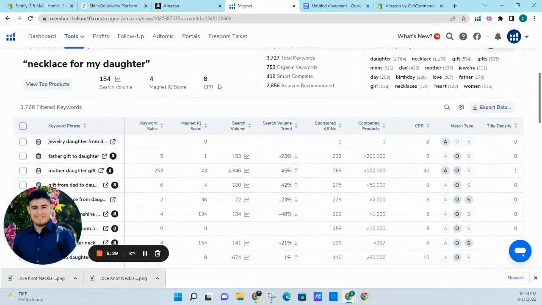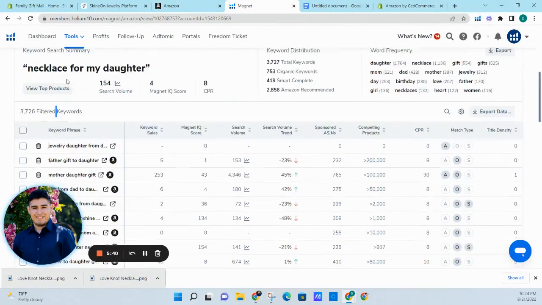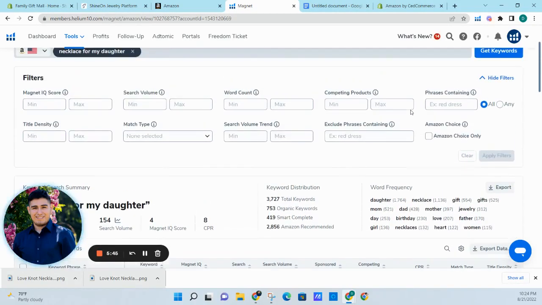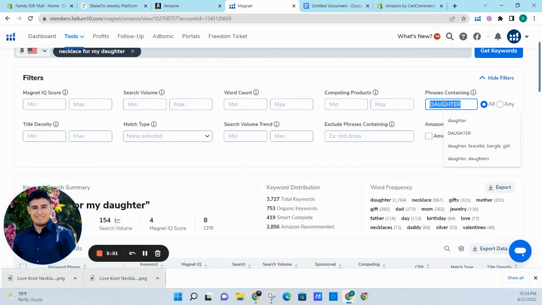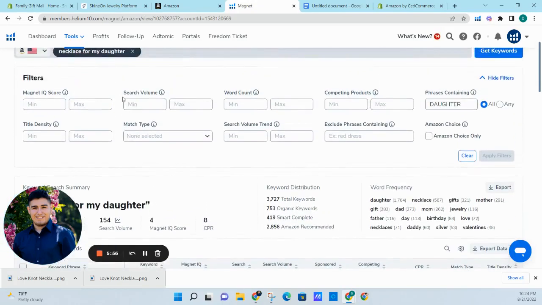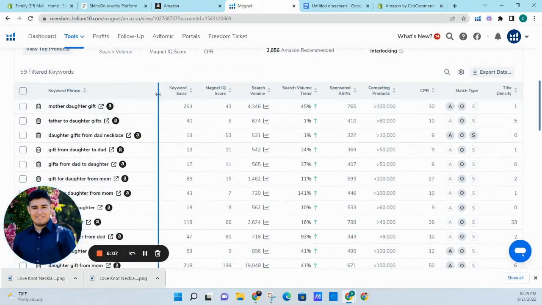As you can see, we have over 3,700 keywords, which means that we need to filter them, right? Because we are in the daughter niche, we want to just see keywords that contain the word daughter, right? That's why we put it here in phrase containing. And now we have 1,700 keywords. Another thing we want to do is put a minimum search volume so we can see only the best ones, right? So I'll do 500 search volume minimum. Now we only have 59 keywords.